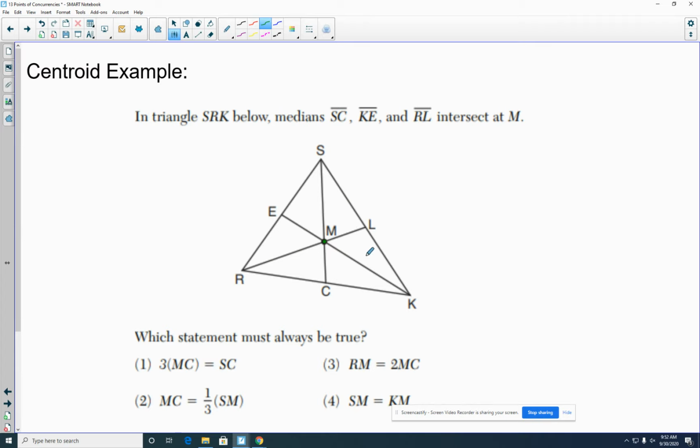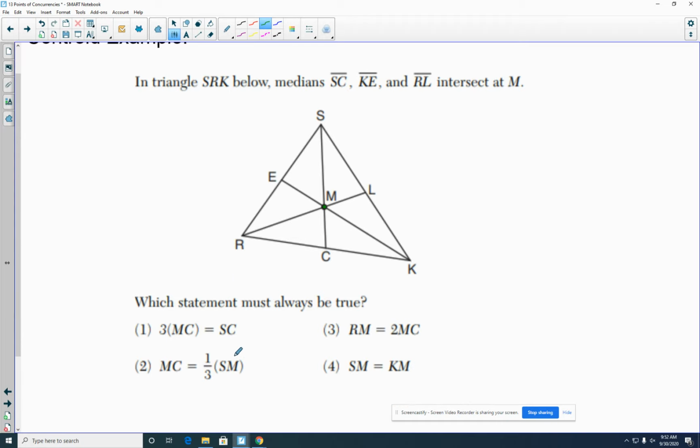So this says 3 times MC would give you SC, okay? RM is equal to 2 times MC. MC is equal to 1/3 of SM, and then SM is equal to KM. Okay, so looking at all of these, the only thing that we know is true with the centroid or medians is that we have to be talking about the same median. So if you look here where it says SM and KM, this can't be true because we can't compare different medians within this triangle. The same thing here with choice 3. RM and 2 times MC, they're not along the same median, so that's not true.